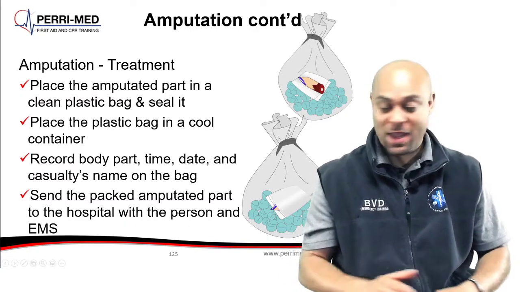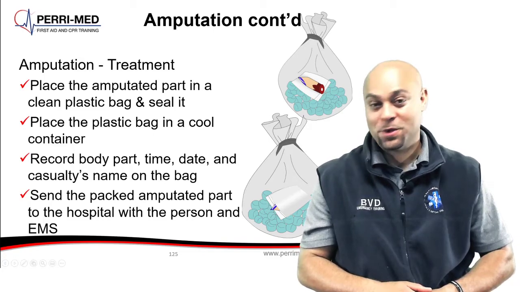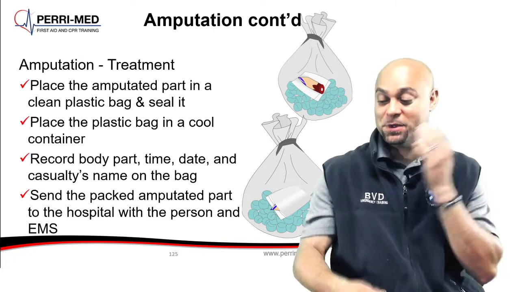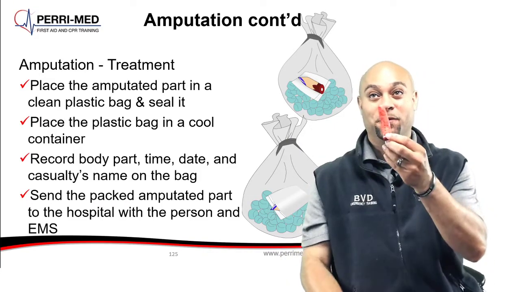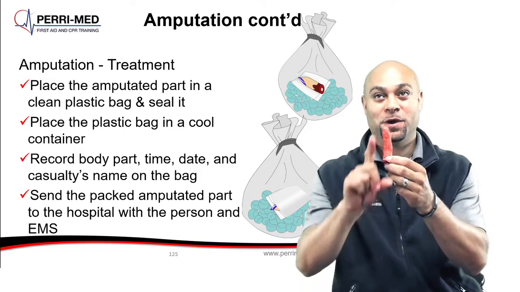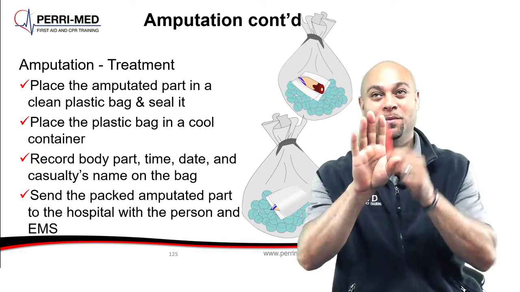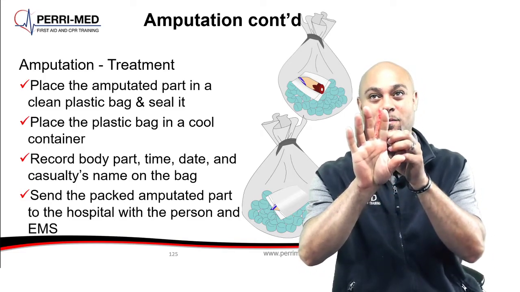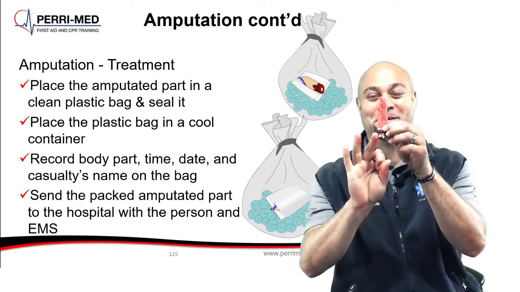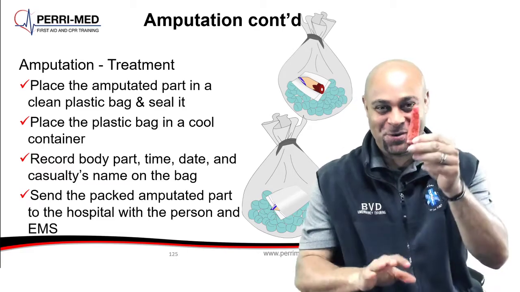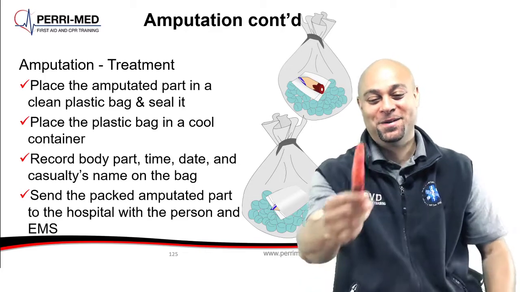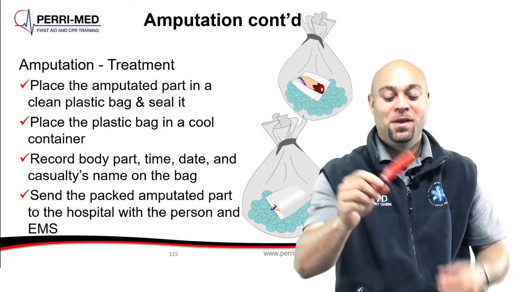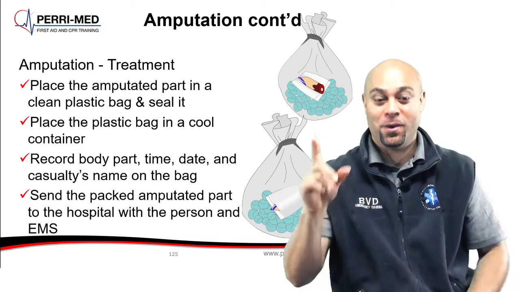So if someone has an amputation, so what's an amputation? Someone's arm getting completely chopped off, or someone actually losing a finger. Would you like that? Okay. There we go. Someone actually getting their finger chopped off. I'll have to work on that. All right, so someone getting their finger chopped off, then what do we do with the finger, and what do we do with the person?